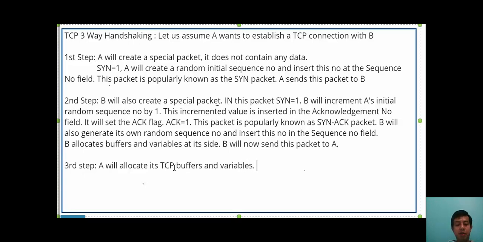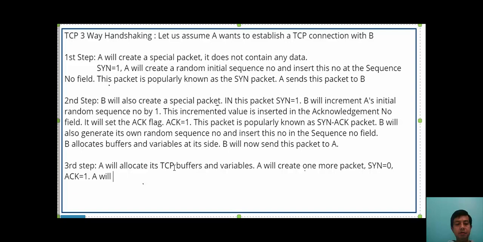Now A will create one more packet. This packet is basically an acknowledgement for the last packet which is received from B. In this packet, SYN will be off. SYN flag is basically for the initial establishment, the initial message. So in this third packet, SYN will be off. ACK will be set.